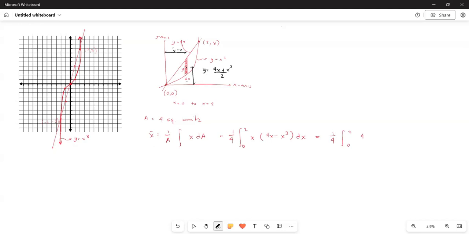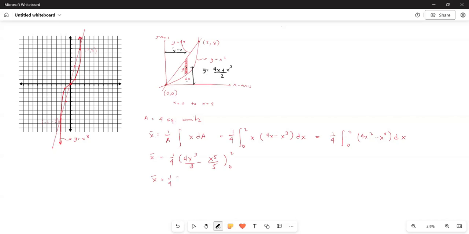0 to 2, 4x squared minus x raised to 4 dx. So let's prepare for the integral. x bar is equal to the constant 1/4, then the integral of 4x raised to 3 over 3 minus x raised to 5 over 5 from 0 to 2. Then get the value of x bar by subtracting the upper and lower limit.